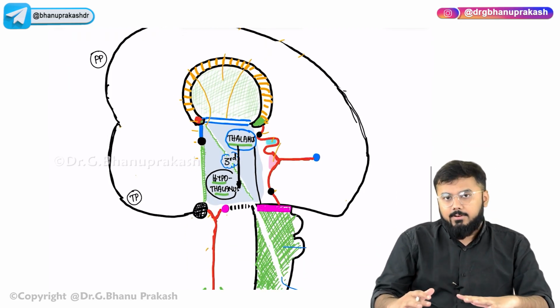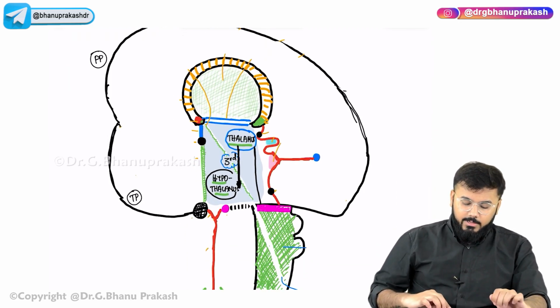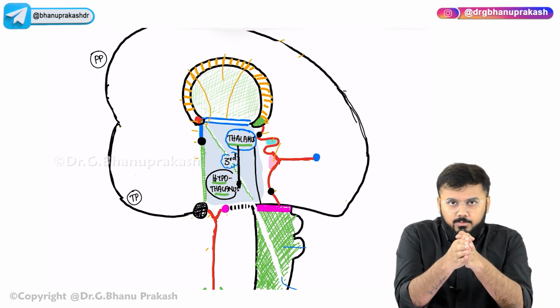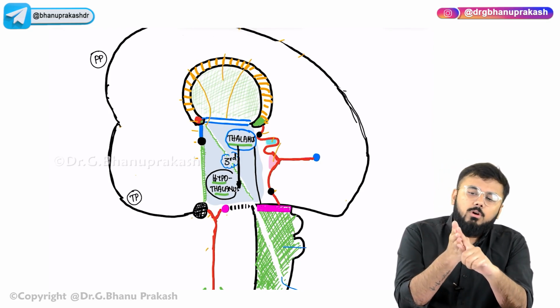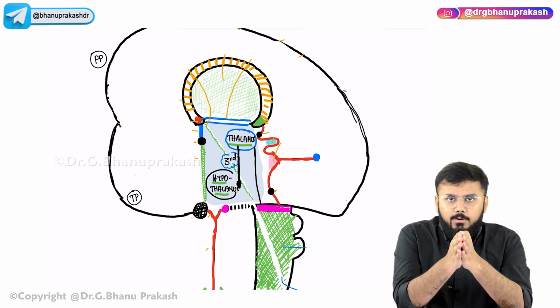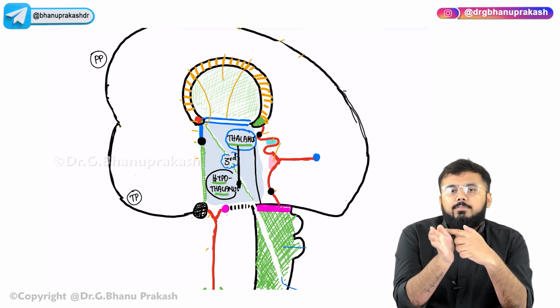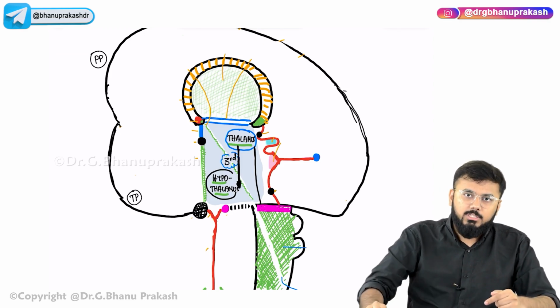Now what do you mean by the medial surface? For example, if this is the cerebral hemisphere, this is called the superolateral part of the cerebral hemisphere, and this is called the medial surface of the cerebral hemisphere, right? Now in this medial surface of the cerebral hemisphere, these are the structures which you can see.